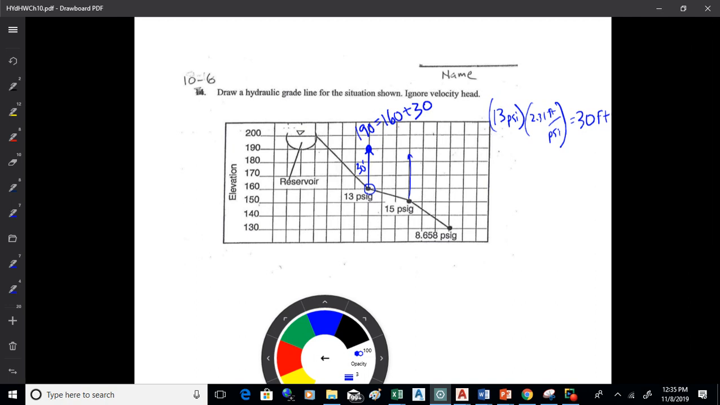And just plot the points together. And you'll end up with a hydraulic grade line. It starts right here at the edge of the reservoir at that elevation, and then it'll just work its way down is what it'll do.